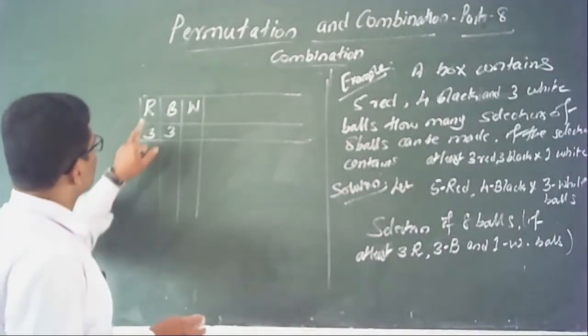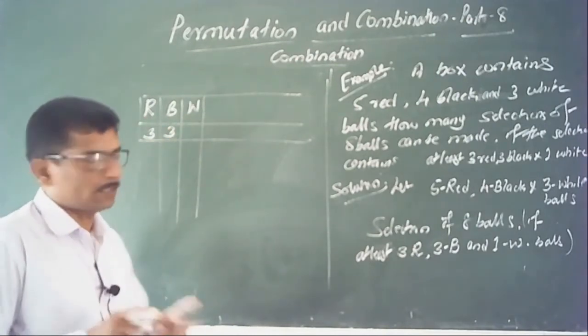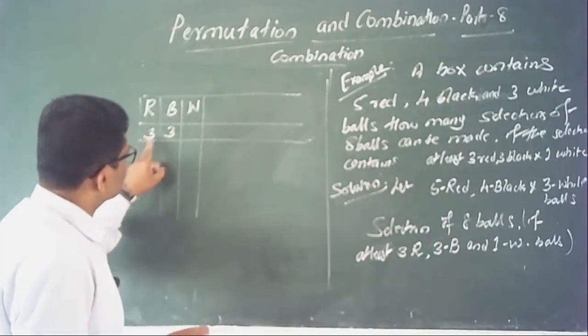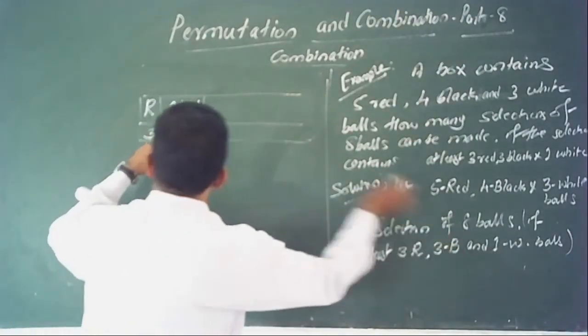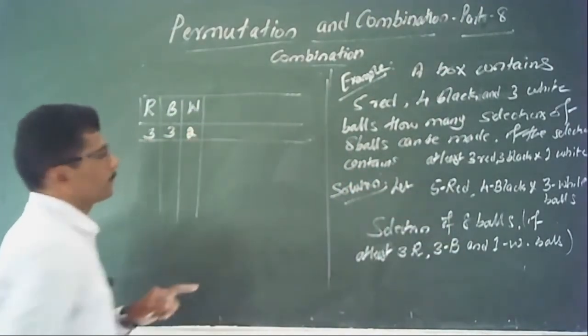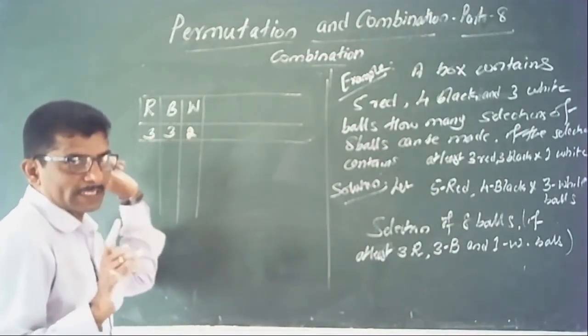The given conditions: 3 red, 3 black and 1 white ball, the minimum. You can take 3 red balls and 3 black balls, so the total number of selections is 8. 8 balls have to be selected, and the condition is a minimum of 1 white ball.